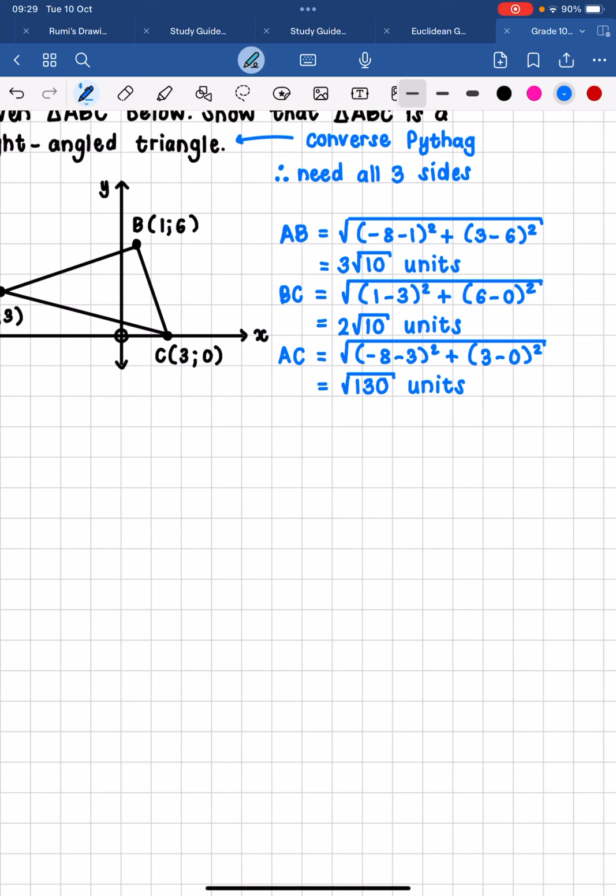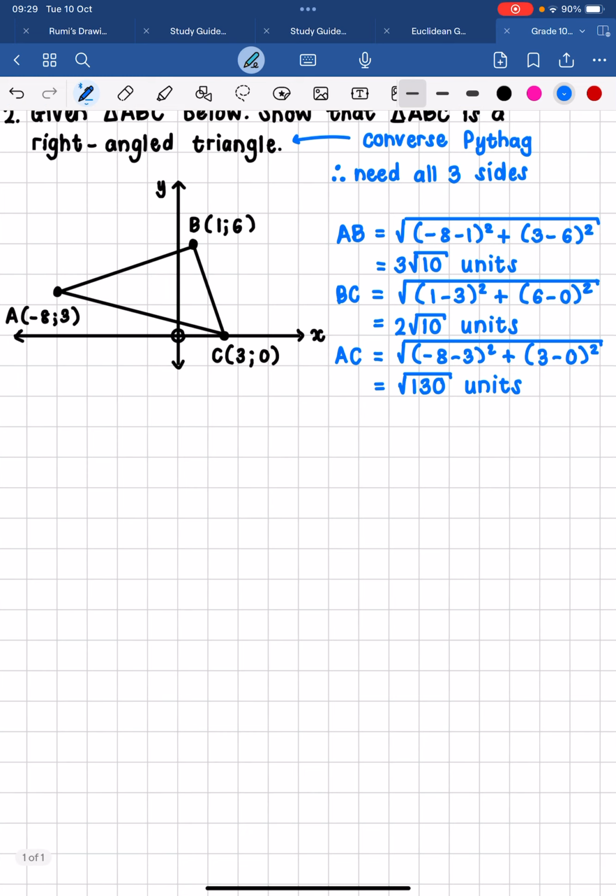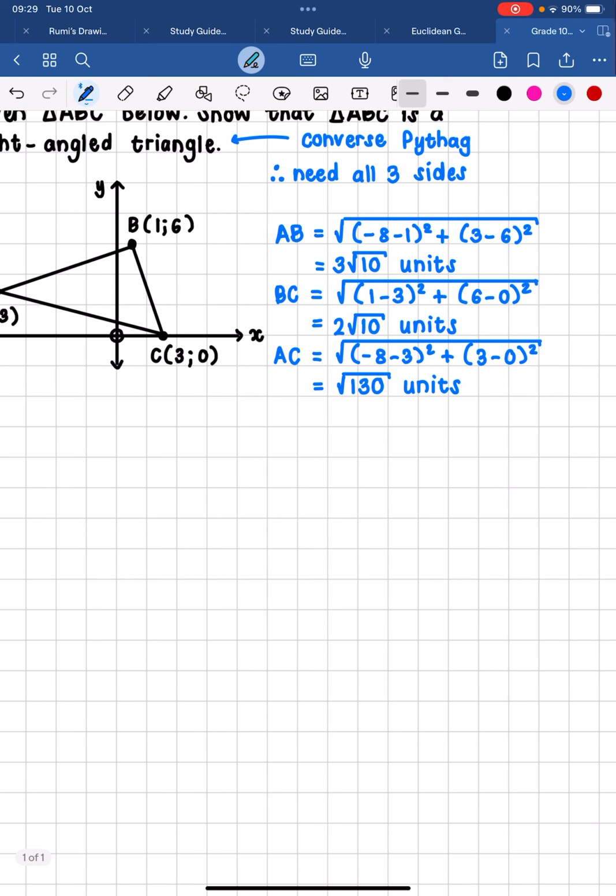So we need to determine by looking at these 3 lengths. Do we remember the hypotenuse is always the longest side? We can't see which one is the hypotenuse because we don't know where the 90-degree angle would be in this triangle. I mean, we can guess. It kind of looks like it's going to be at B, so it looks like AC is going to be the longest side, but we can't make that assumption by looking at the picture. We need to look at the values that we have.